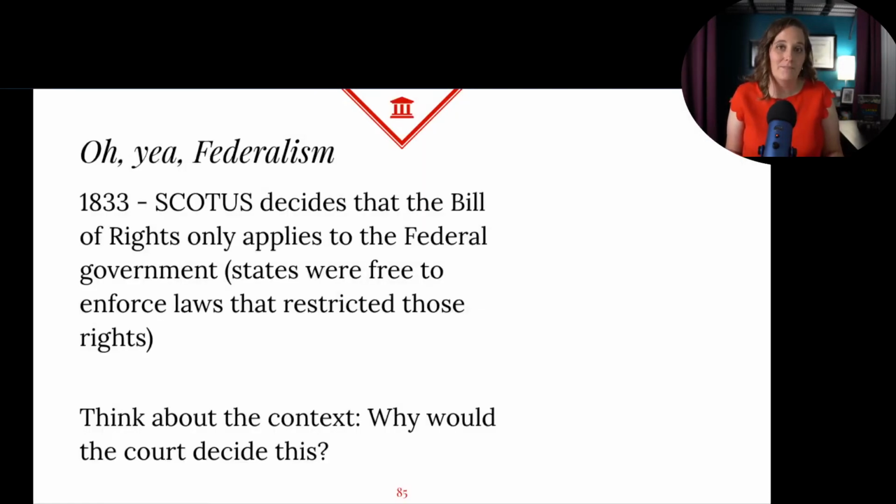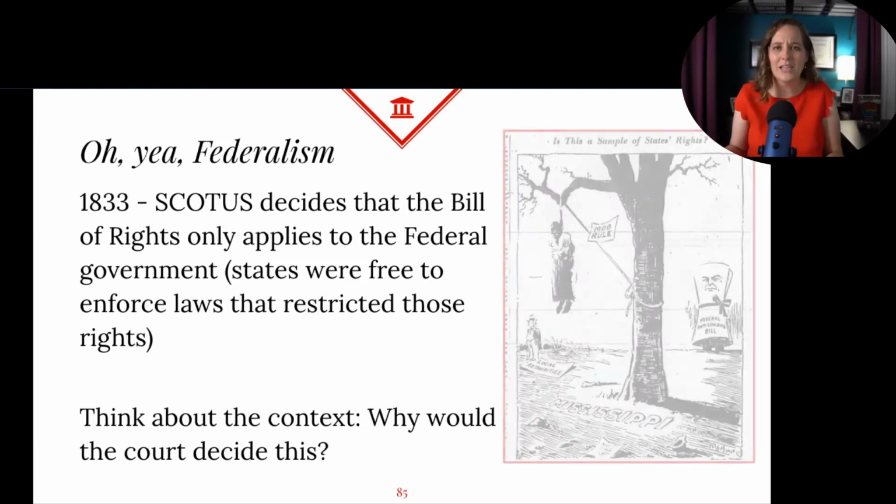So, federalism. We talked about that in Unit 1, but remember, federalism is the relationship between the states and the federal government. Who has more power? In 1833, the Supreme Court decided that the Bill of Rights only applied to the federal government. States were free to enforce laws that restricted those rights. So, why would the Supreme Court say that? What was going on in 1833?